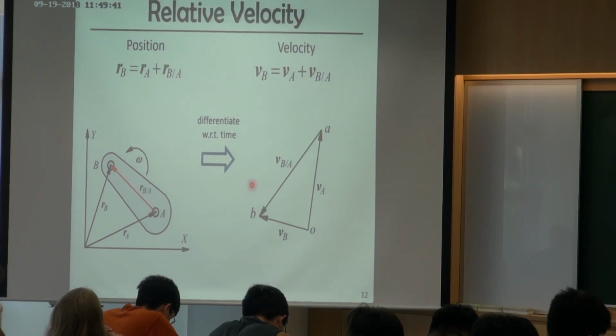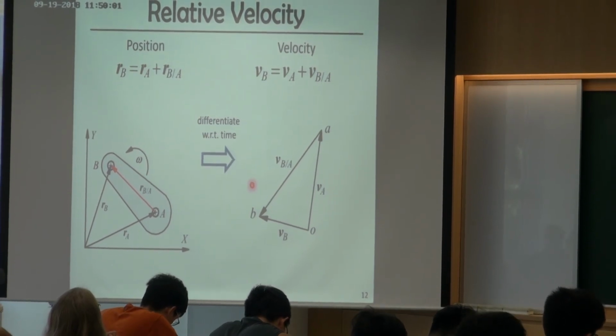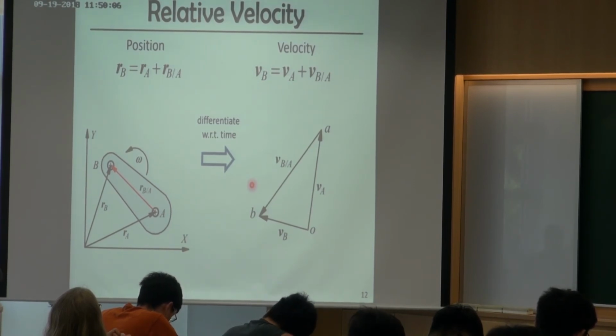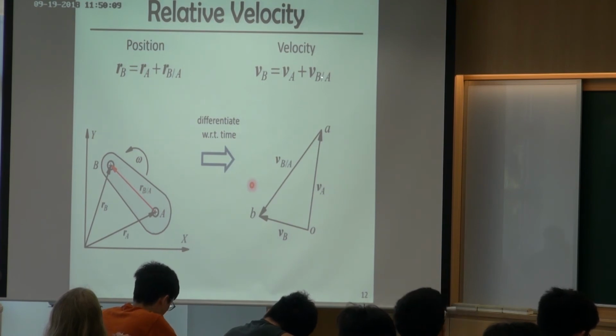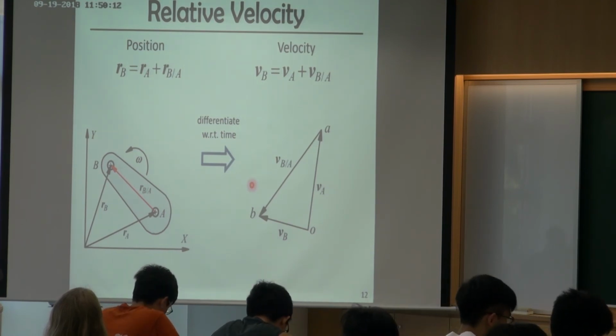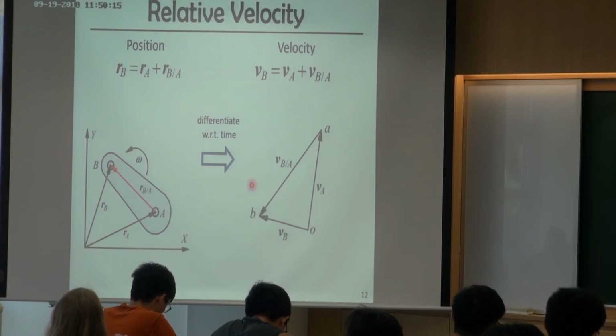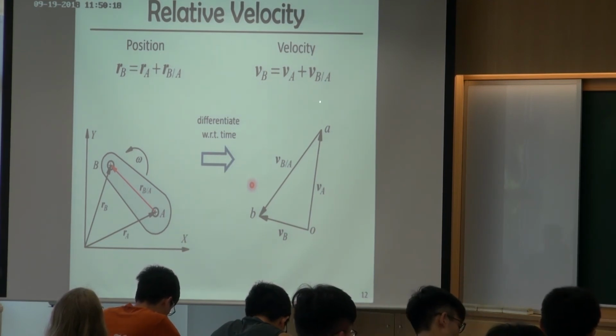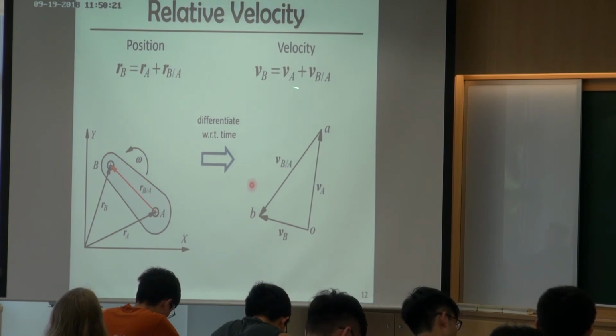So just the same thing I put here. Also relative velocity. Previously we said there's a relative position, so RB equals RA plus RBA. So we can also use a similar representation for the velocity. VB equals VA plus VBA. So the absolute velocity of point B equals the absolute velocity of A plus the relative velocity between B and A. If you differentiate the position equation with time, you can get this one.